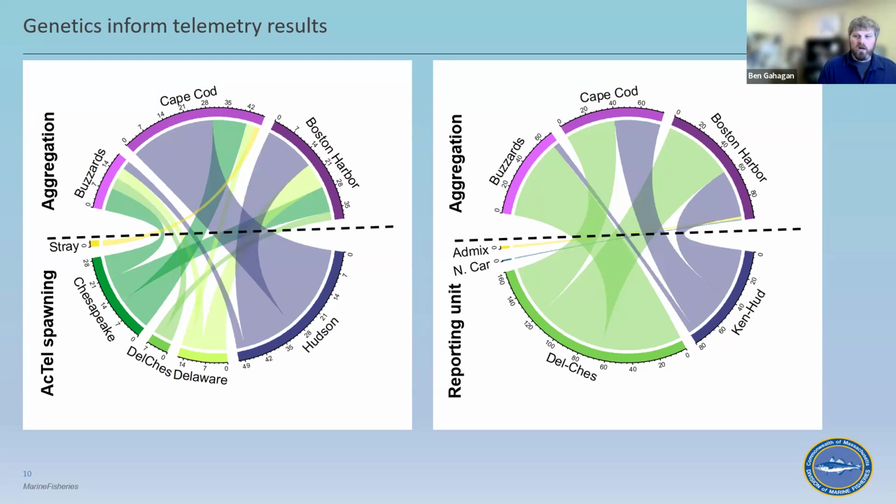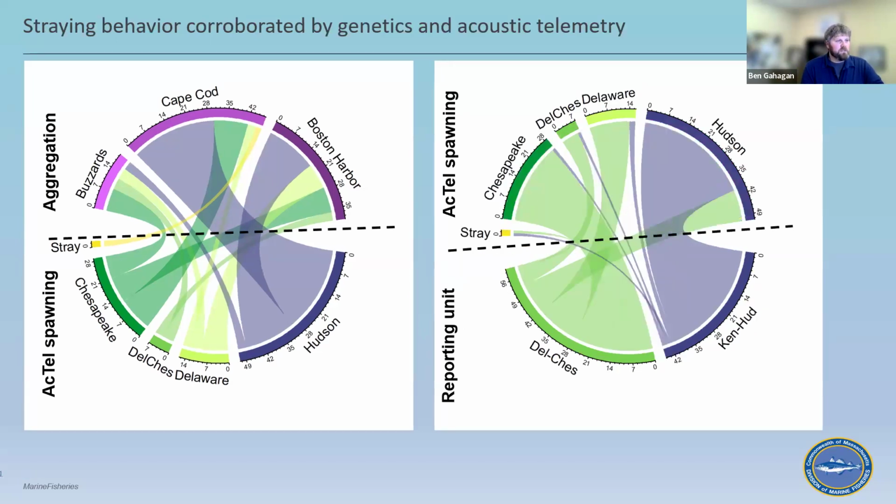And again, this is at more than 90% probability of assignment. So maybe it's the small fish I mentioned that we didn't get detections of in a spawning area, but could it also be behavioral? So we can turn it around and now have our acoustic telemetry spawning on top, and our reporting unit genetic assignment below. And what we see is that there is heavy, heavy Delaware Chesapeake contribution even to all these spawning areas. It makes sense for Chesapeake and Delaware.